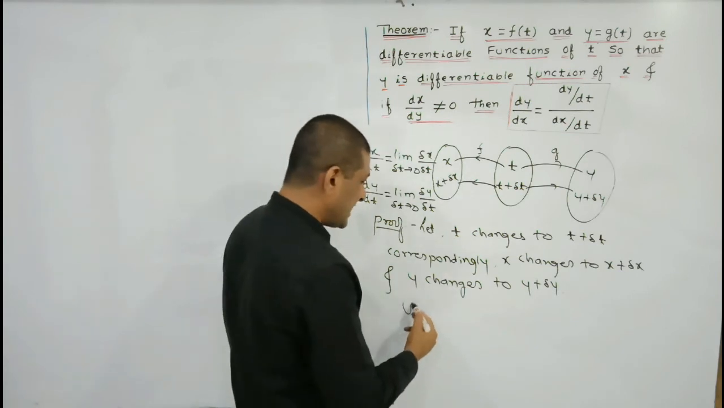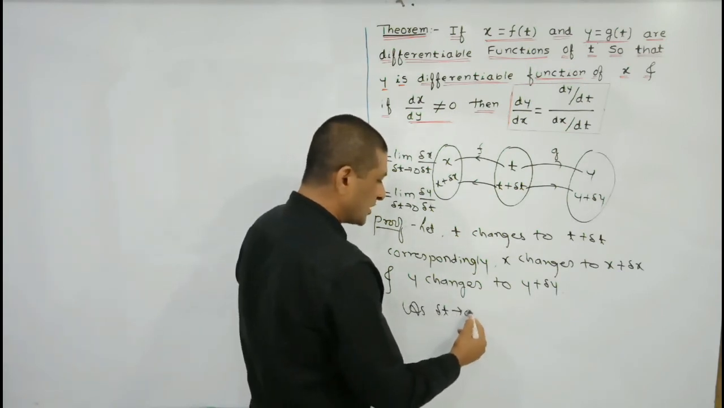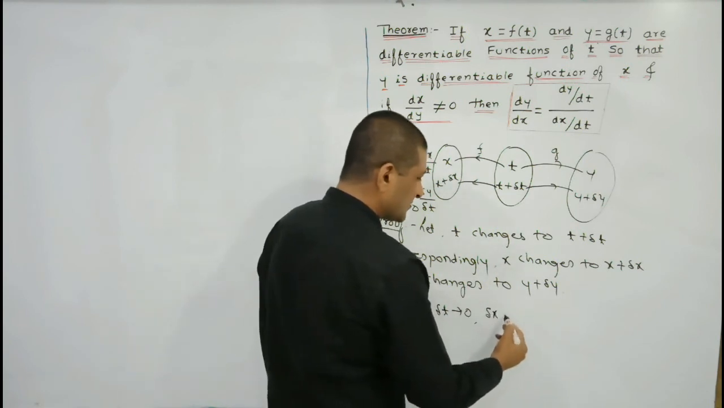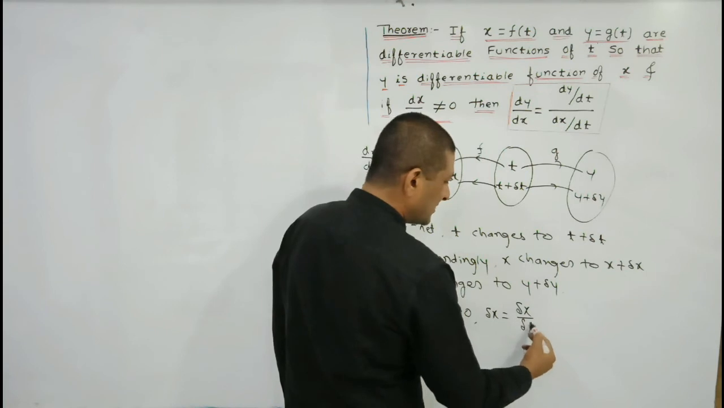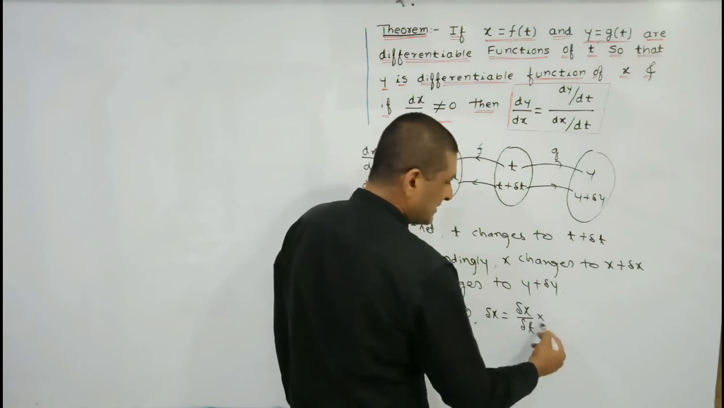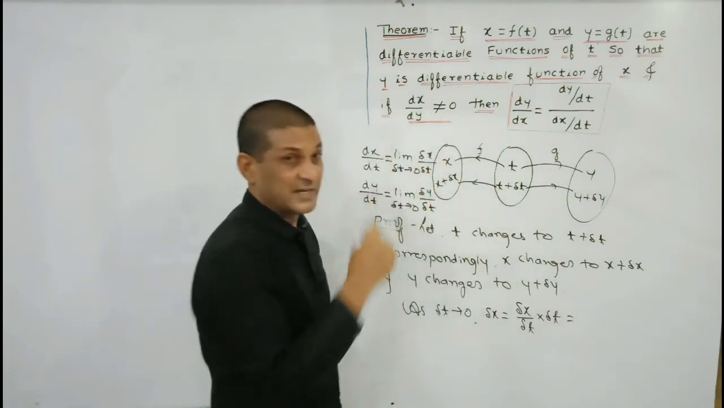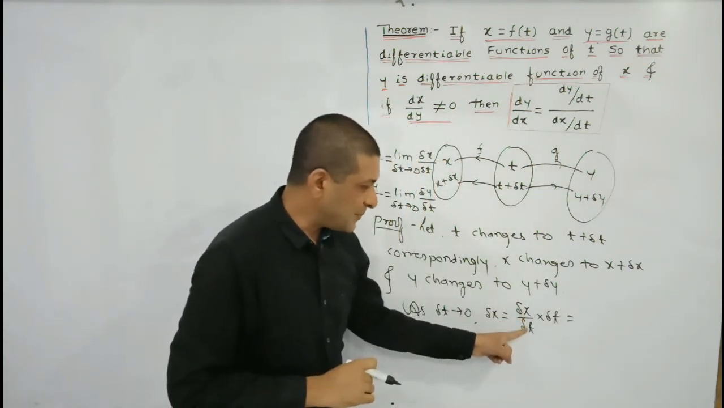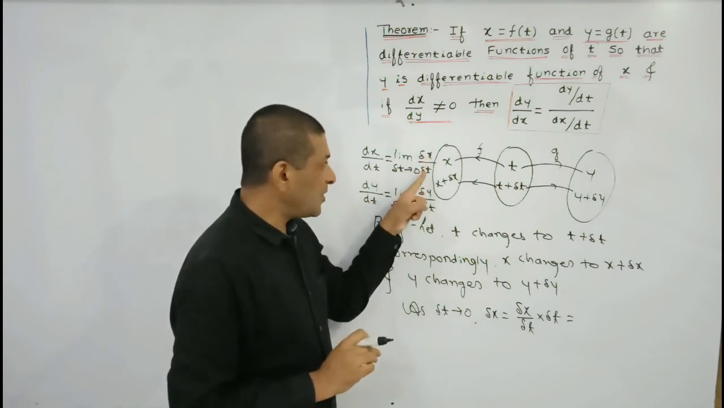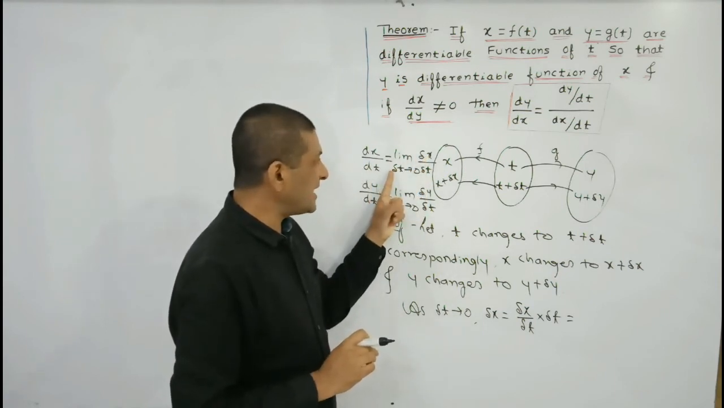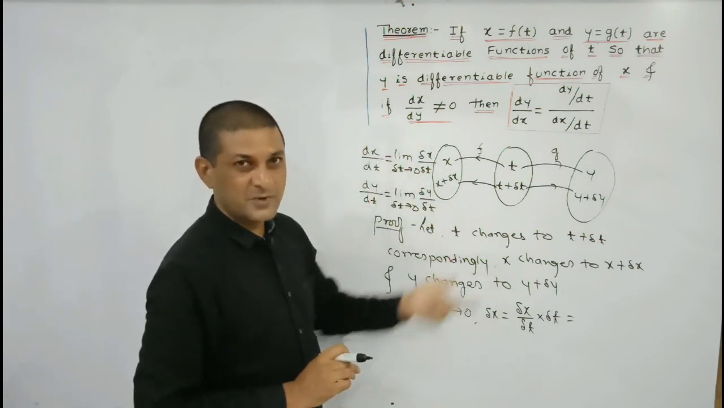So as delta t tends to 0, let us see delta x tends to what? Can I write delta x as delta x upon delta t, multiplied by delta t? Simply I am dividing by t, and since I am dividing by t, I am multiplying by t. Now we are using the given condition: delta x upon delta t as delta t tends to 0 will be dx upon dt. This is the given condition, already we have discussed it.